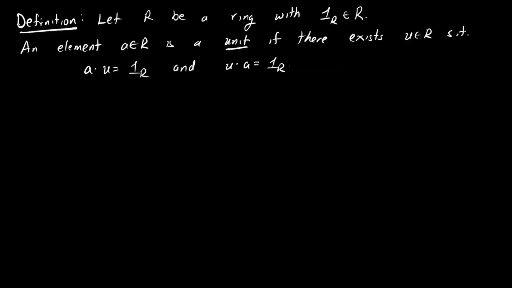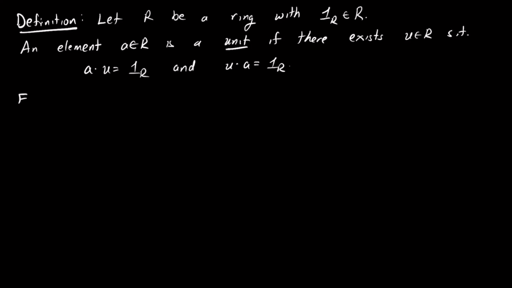Okay, so another type of element that we'll encounter is what's called a unit. And units live specifically in rings with identity, so we'll require that our ring has a multiplicative identity. And what is a unit? A unit is an element of the ring, called a, which is invertible under multiplication. So I can multiply a by some other element of my ring and produce 1. We'll call that other element u, and we'll say a times u is 1, and u times a is equal to 1. So this is an example of a unit.